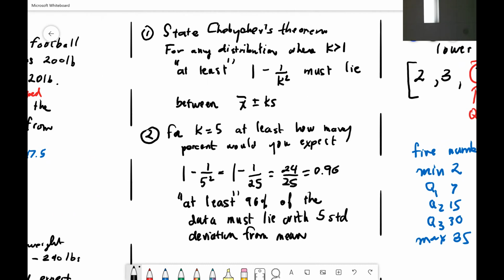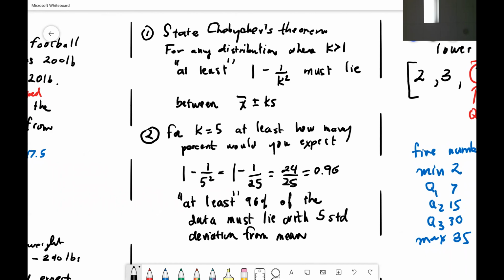What happens is you've got K. K stands for how many standard deviations you're away from the mean. If you pick 1, it's 1 on each side. If you pick 2, it's 2. If I give you 2, for example, you put 1 minus 1 over 2 squared. That's 1 minus 1 over 4, that's 3/4, that's 0.75, so that's 75%. And so you would say, by that theorem, at least 75% of the data must lie within 2 standard deviations from the mean. That's all Chebyshev's theorem is.